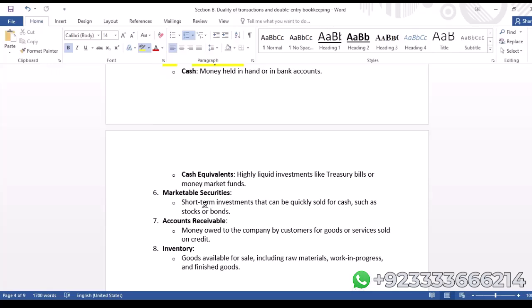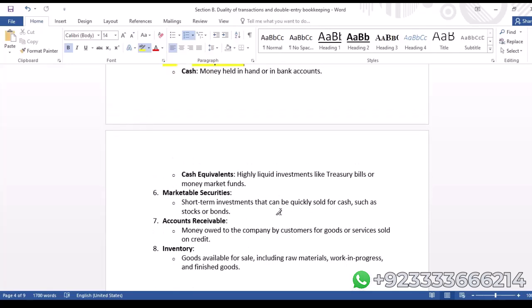Then marketable securities, that is short-term investment that can be quickly sold for cash, such as shares. If you have seen in the market, you have heard the word shares. Shares are basically an asset which can be sold within a minute or bought within a minute. So it is very liquid and can be sold quickly and easily.